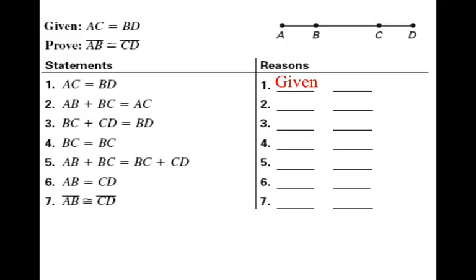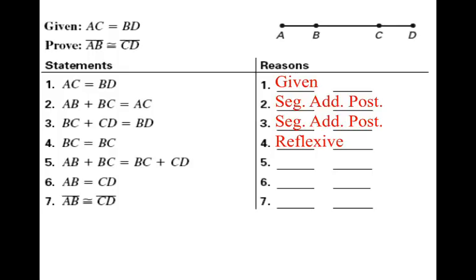All right, and the last one. AC is equal to BD, that's a given. And then AB plus BC equals AC, that's segment addition postulate, part plus part equals whole. And then BC plus CD equals BD, again, that is segment addition postulate. Number 4, you have the same thing on both sides, that's your reflexive property.